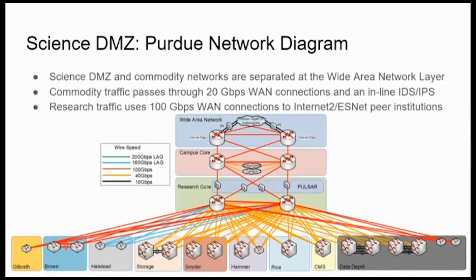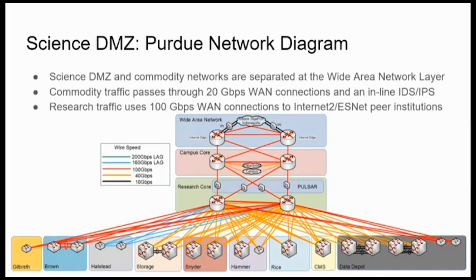Speaking of Purdue's network, this is a very nice overview of what Purdue's research infrastructure looks like. As you can see right here, there's the wide area network, the campus core, and the research core. These are the three layers in our networking environment. The campus core is connected to the data center and campus, so that's basically where the commodity network lies. And we are down here, connected directly to the research core. As you can see, the science DMZ and the commodity networks are slightly separated.